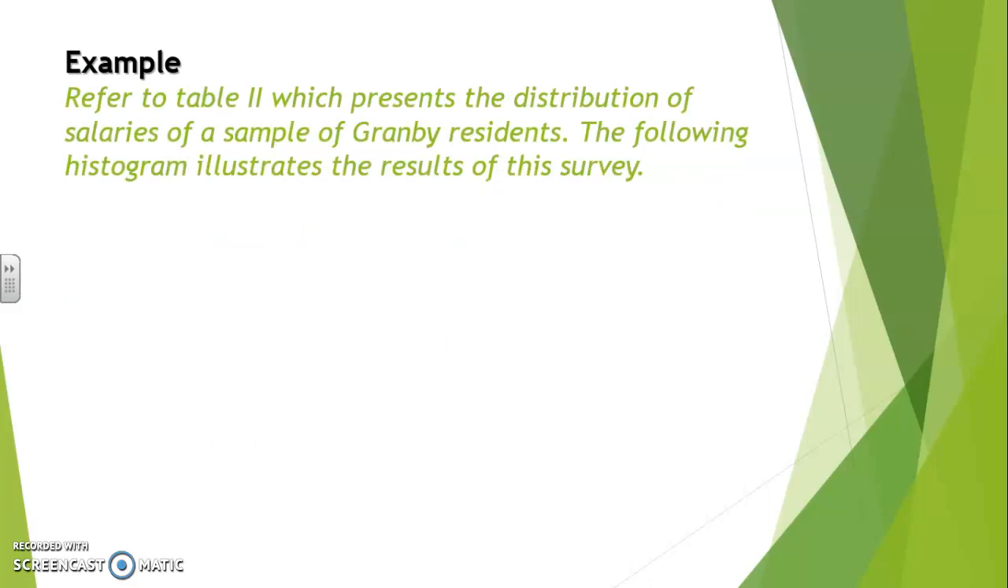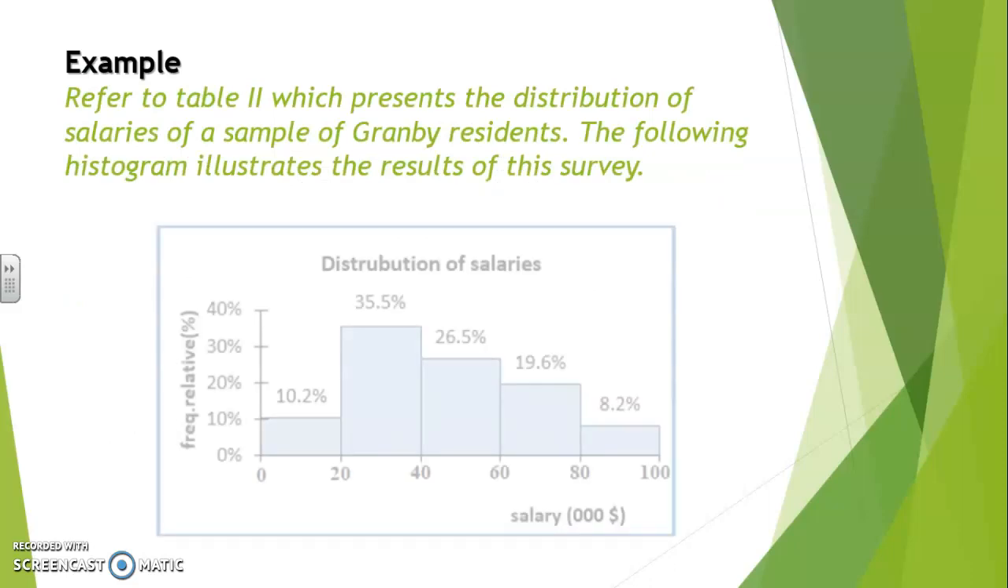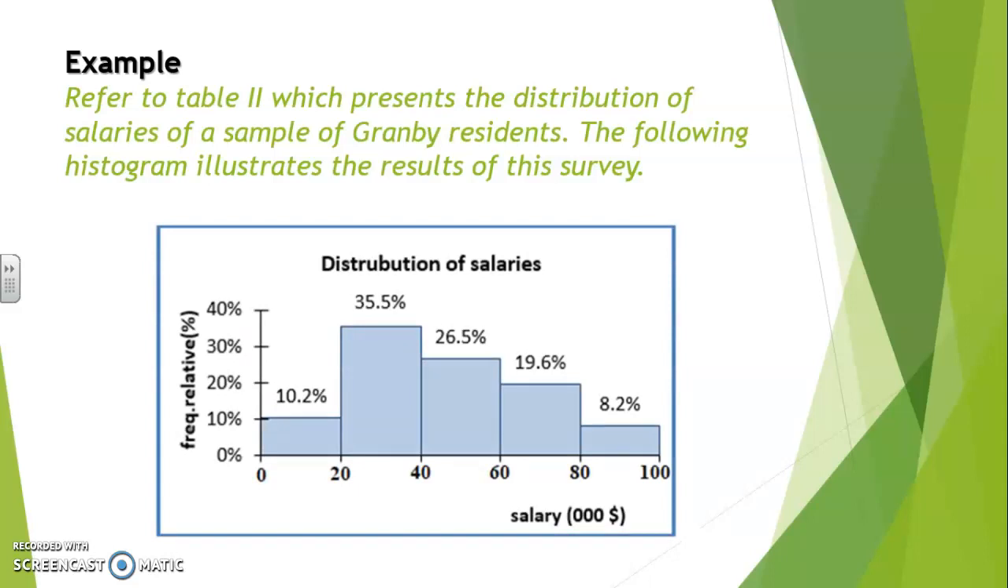Here are the salaries that are distributed in Granby. So this is, again, data that we presented earlier. So the first group, 0 to 20,000, represents 10.2% of the sample that was observed. The bars are connected, or there's no space between them, because this time the variable is continuous. All of the values between 0 and 20 are plausible, and between 20 and 40, and so forth.